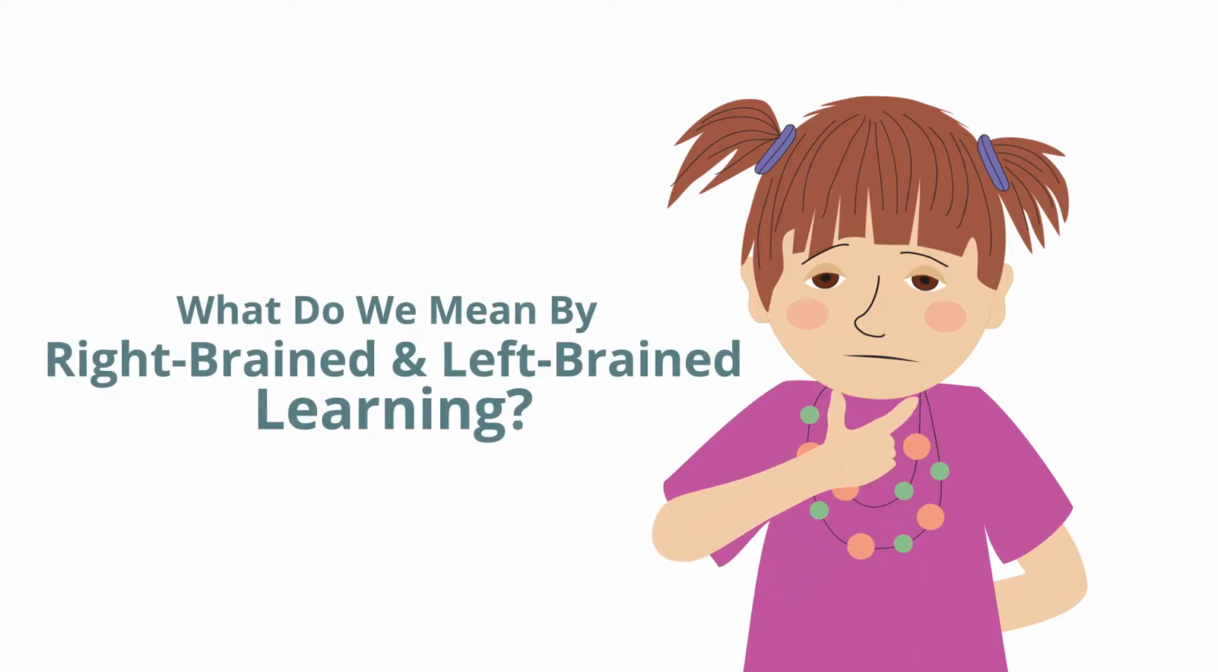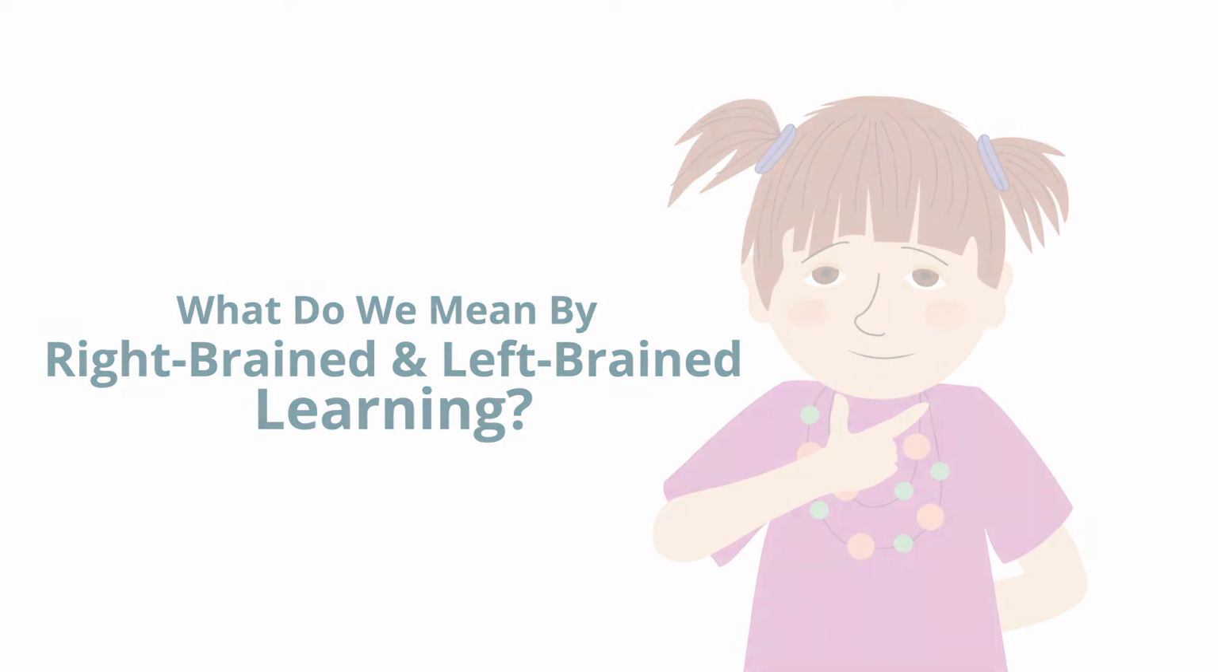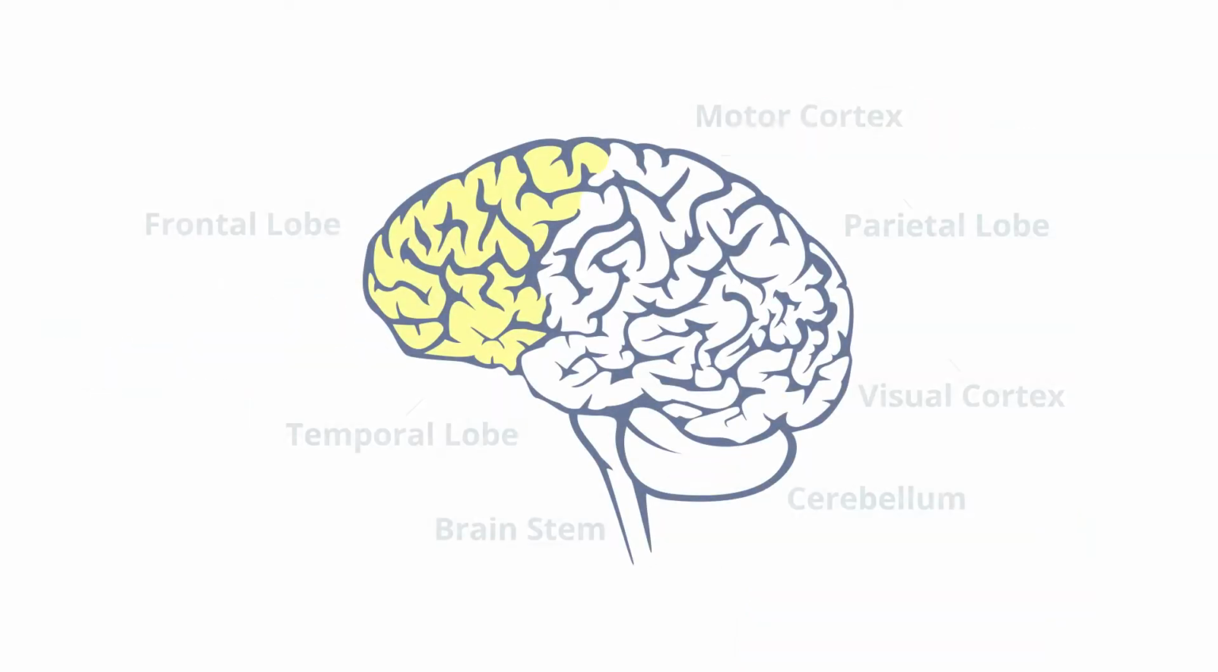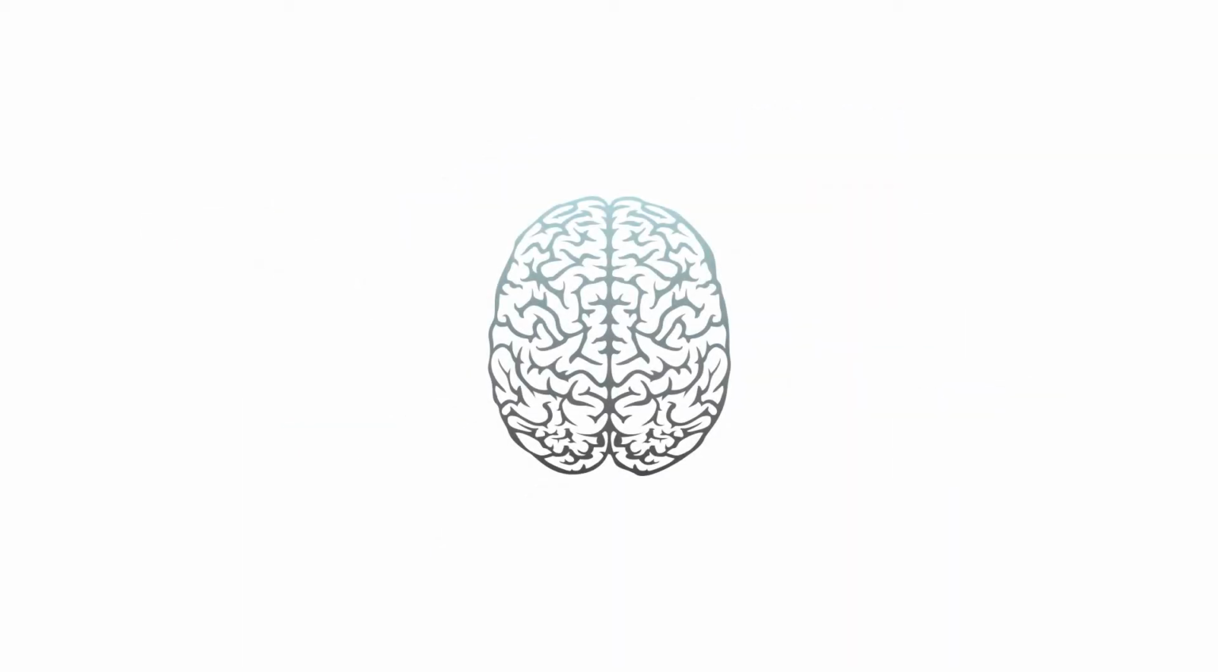What do we really mean when we say a person or a lesson is left-brained or right-brained? Is there even really such a thing? Everything we do requires the involvement of multiple regions in the brain, because each area in the brain is specialized for specific processes. The two hemispheres in the brain process very different things.